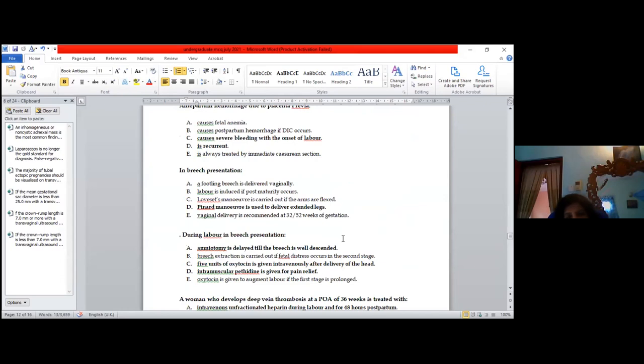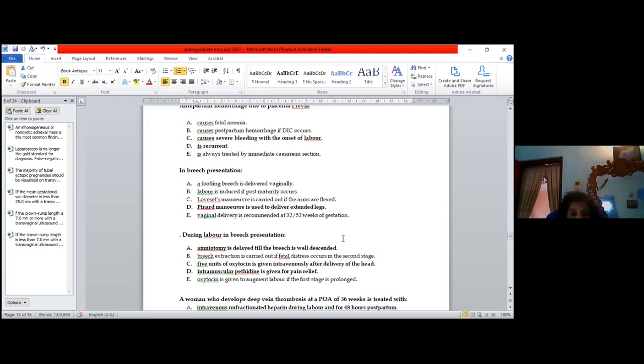Labor is induced if post-maturity occurs. No, induction of labor is a little bit risky, because strong contractions caused by the oxytocin agent can cause descent of the breech, but can cause obstruction of the delivery of the head if there's any CPD. Therefore, we don't recommend any oxytocin drugs to improve contractions or to induce labor in breech presentation.